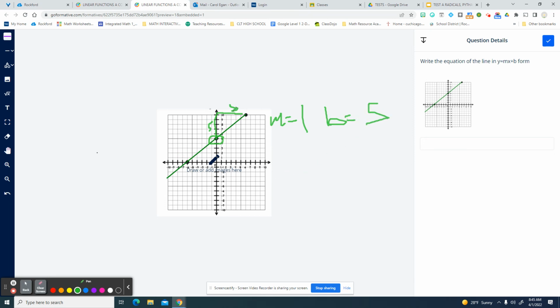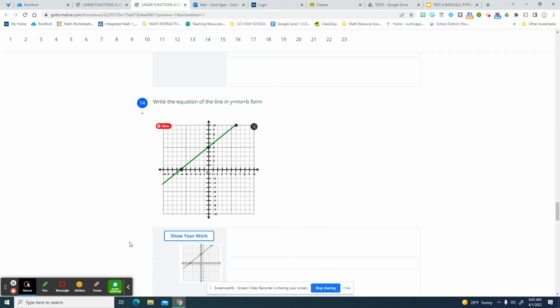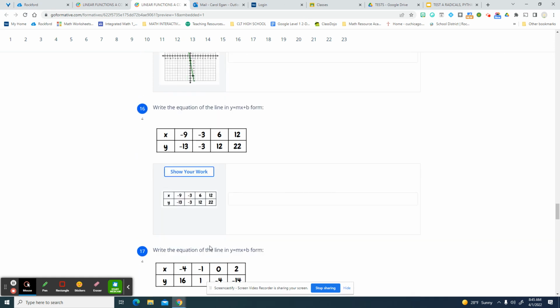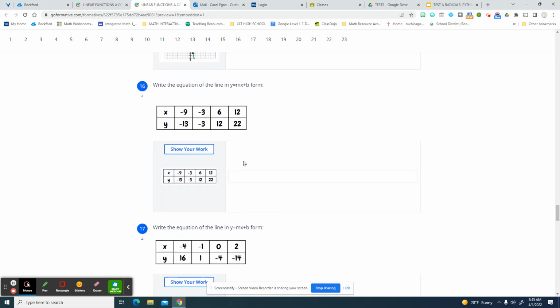So I just did the slope and I found the y-intercept. I got to do those two things. Those are the two pieces of information you need. So y equals 1x, positive 5. I don't need the 1 in front of the x, so I just put y equals x plus 5. From the table, you're going to do the same thing. You're going to find the two pieces like we did beforehand and write the equation.